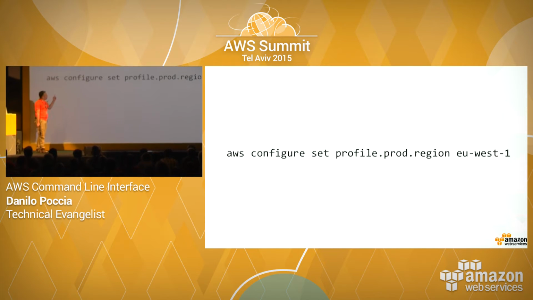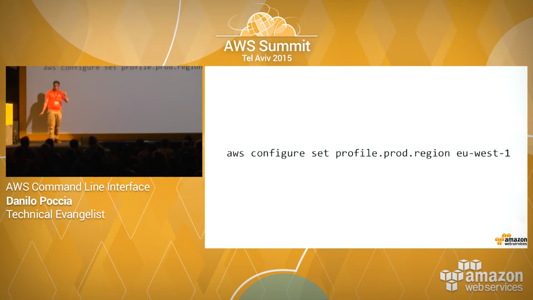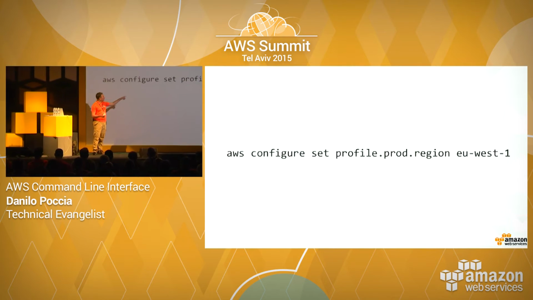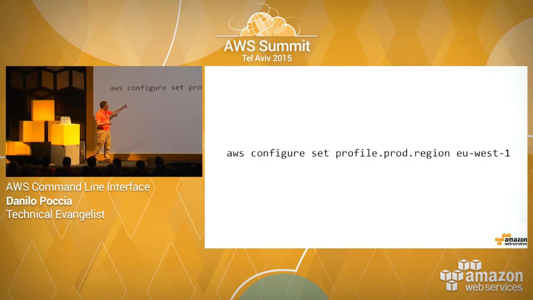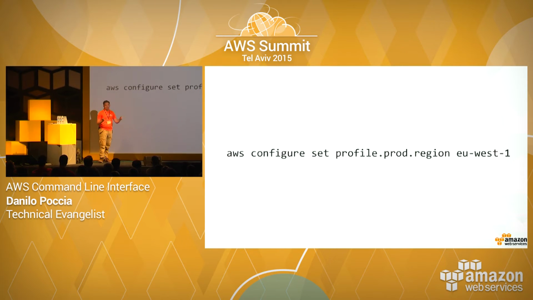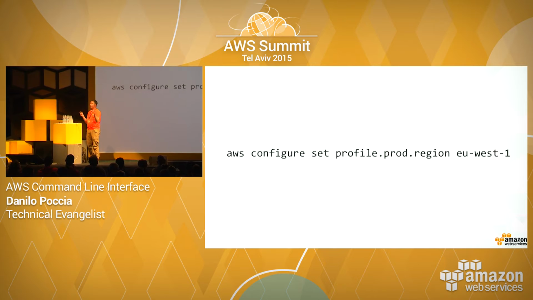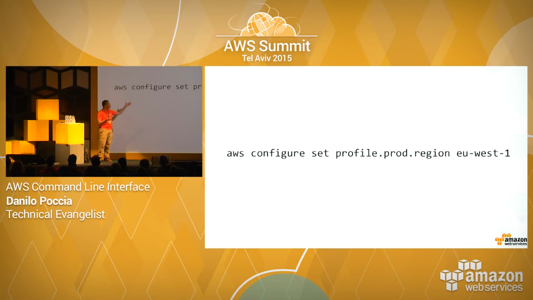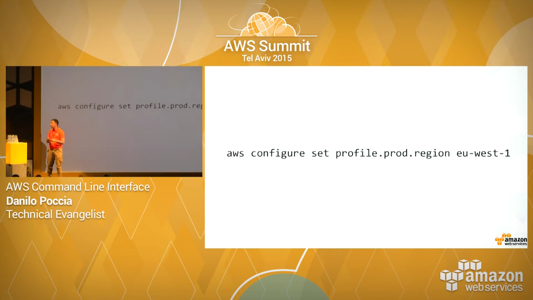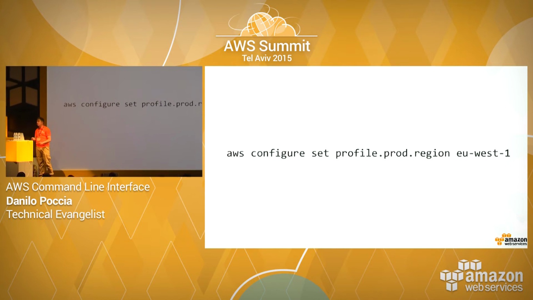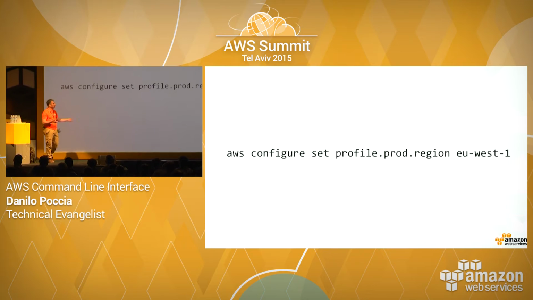And if you want, you can also use the get and set subcommands of the configuration directly on a specific profile. And this is the syntax. Previously we said set region eu-west. Here you have to say set profile dot the name of the profile, in this case prod, because it's a production profile, for example, and then the region. So you have to add profile and the name of the profile to the set and get operations.